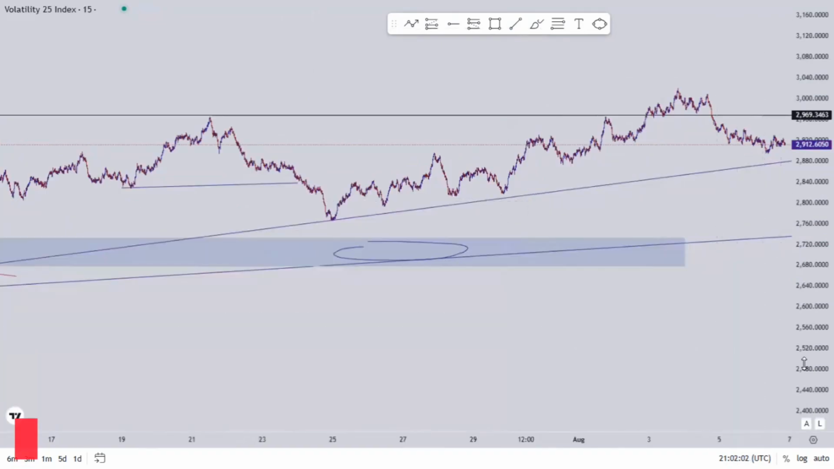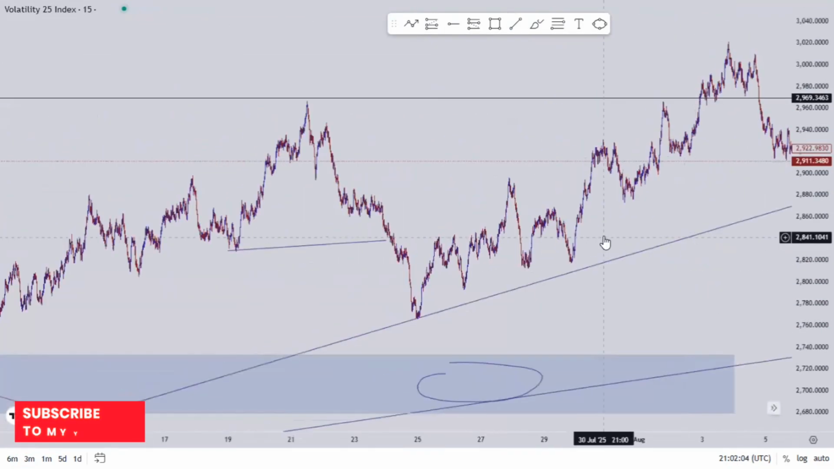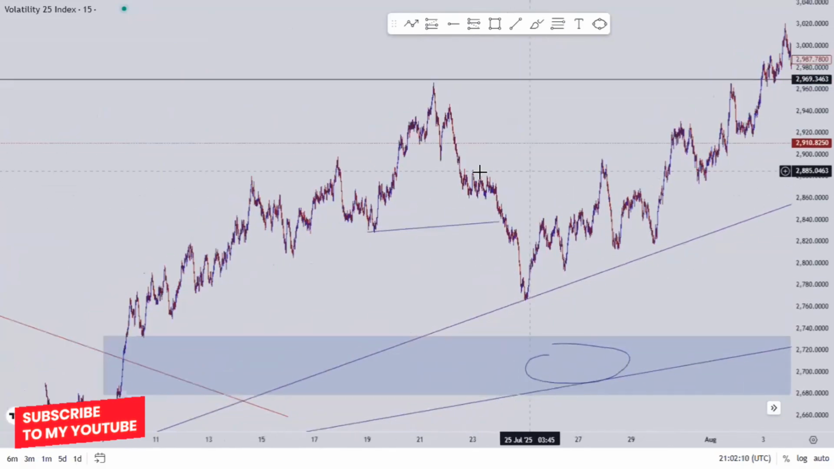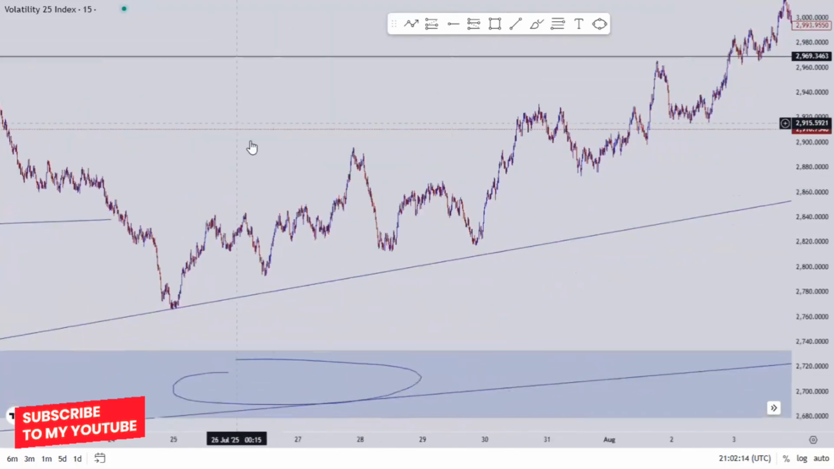So while I was in the 15-minute time frame, I saw that this particular place was the first time the price action actually touched this particular zone. And I was looking for, okay, where is the possible change of character exactly here?